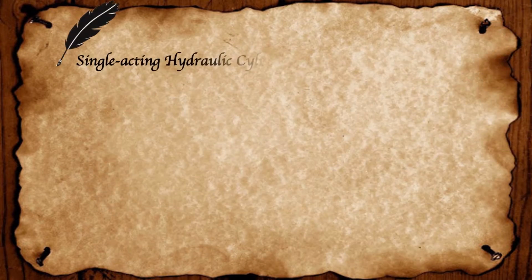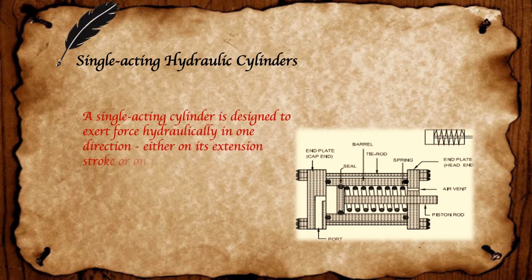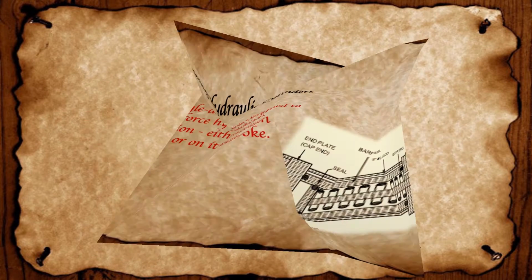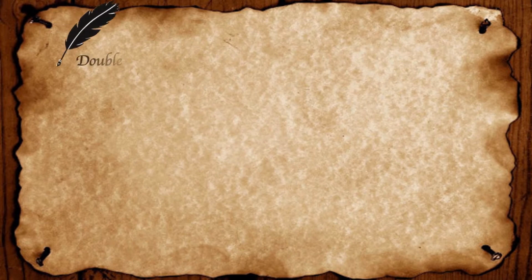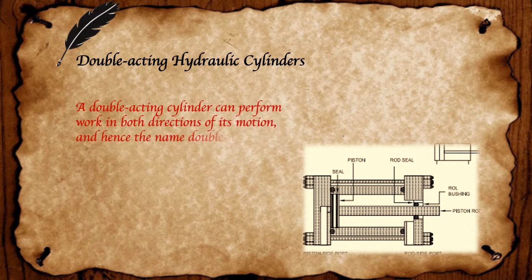Single acting hydraulic cylinders. A single acting hydraulic cylinder is designed to exert force hydraulically in one direction, either on its extension stroke or on its retraction stroke. Double acting hydraulic cylinders. A double acting hydraulic cylinder can perform work in both directions of its motion, and hence the name double acting cylinder.